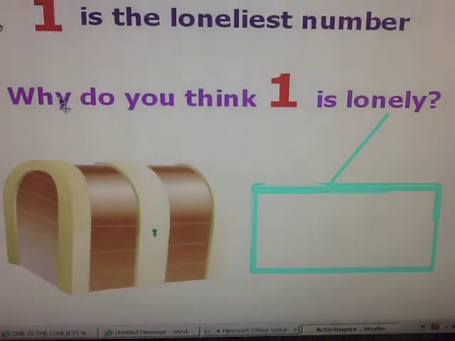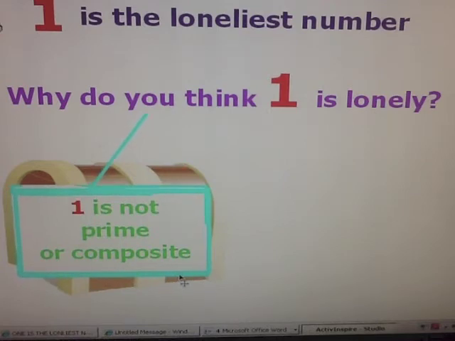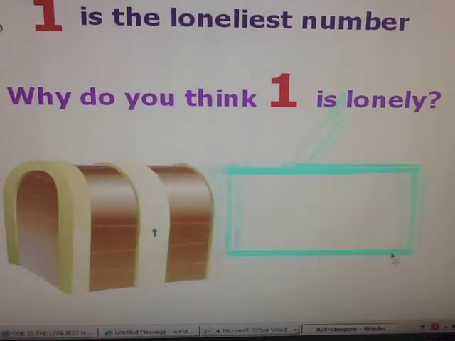1, however, is the loneliest number. Why do you think 1 is so lonely? It's because 1 is not prime or composite. So if you're asked, is 1 prime or composite, you say neither.